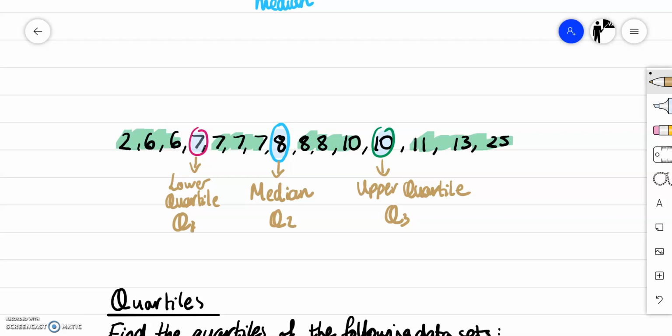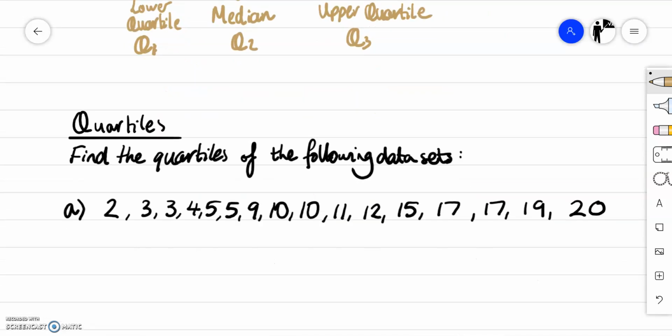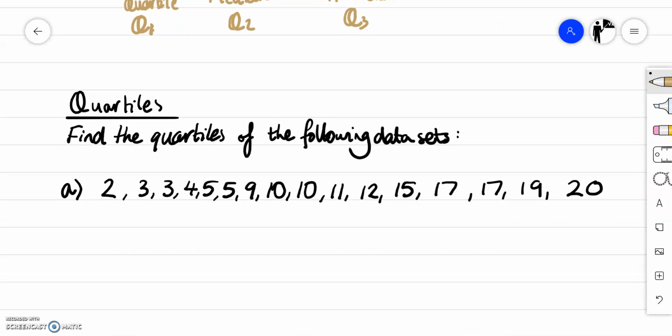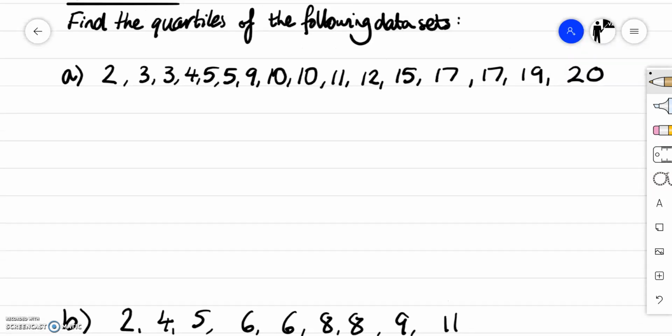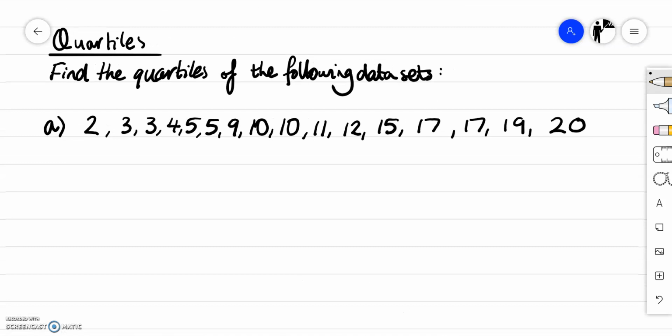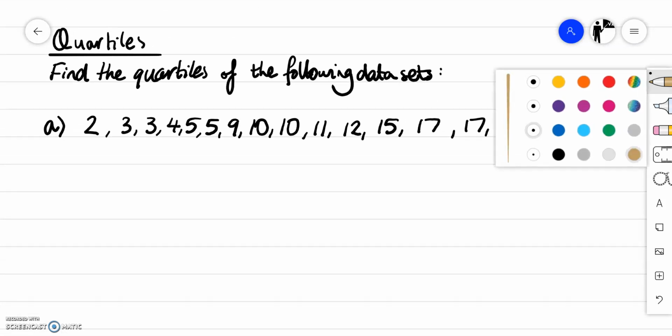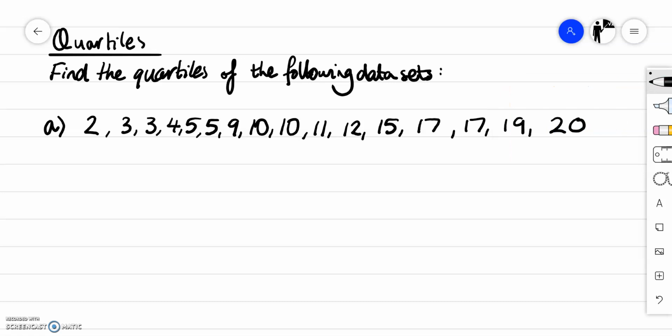Okay, so here we've got just a couple of examples to work through to try and find the quartiles, make sure we can do it properly. We'll get a part A and a part B. It says find the quartiles of the following data sets, so make sure you get these copied down. Notice here the data set is in order already.